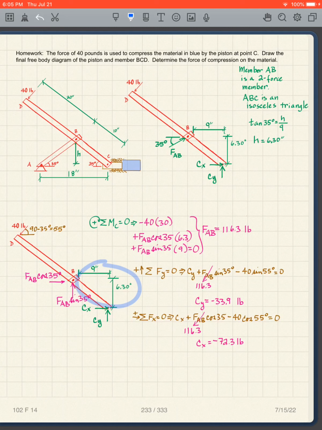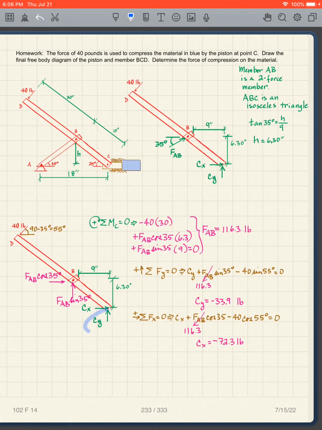Using the dimensions that I have here, we've done this enough times to take moments about this, so that's going to be times the 6.3, and that is going to be times the 9. This one is clockwise, and this one is also clockwise, so both of them are plus. And I can solve for FAB. I get 116.3 pounds. Then I can take the sum of the forces in the y direction equals 0.